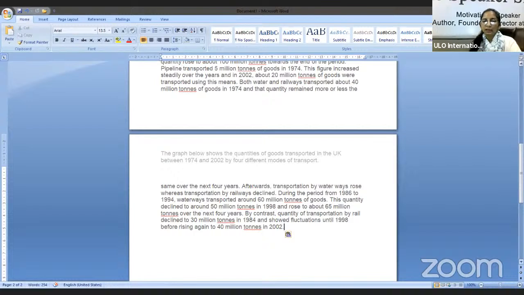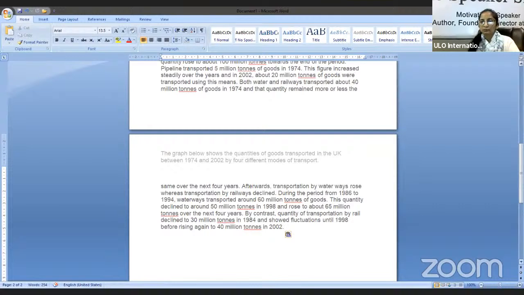So railways declined during the period from 1986 to 1994. Waterways transported around 60 million tons of goods. This quantity declined to around 50 million tons in 1998. Till 1994, it was 60 million tons of goods, and this decreased to 50 million tons in 1998, and then rose to about 65 million tons for the next 4 years.